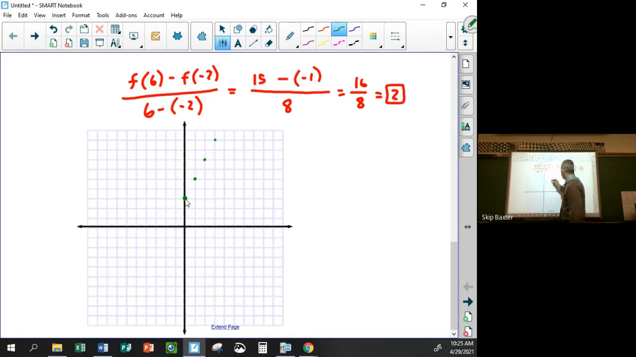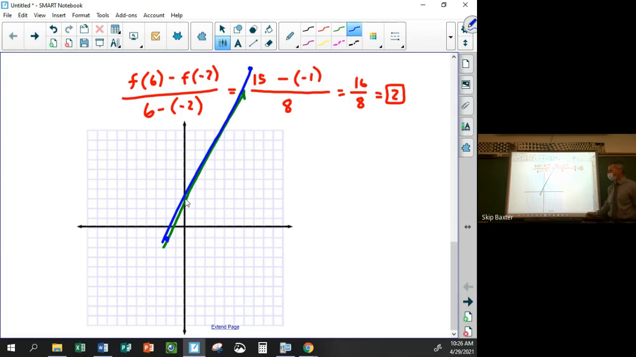Oh, this is helpful because it's going to block my page. But anyway, so the line looks like this, right? Basically what I'm doing is I'm locating these 2 points on the graph at x equals -2, which is like down here, and at x equals 6, which is like over here, and I'm just calculating the slope of that line, and it ends up being 2 as well, which kind of makes sense, right?